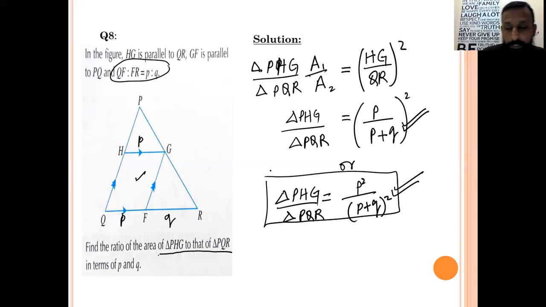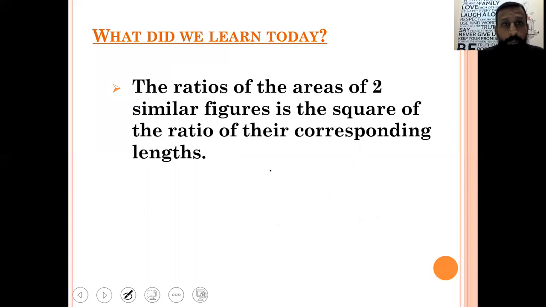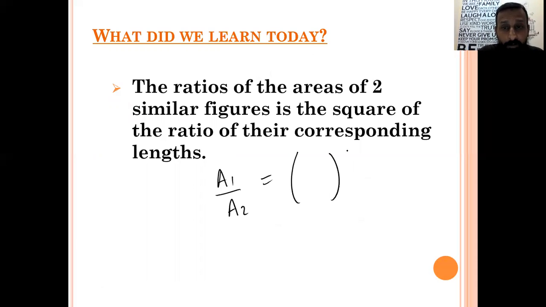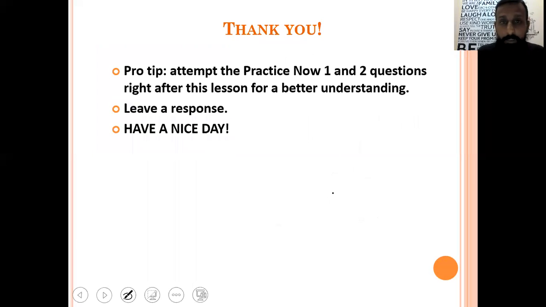Now, boys and girls, hope you have learned this. It's very simple. The entire exercise is based on the same formula. So what did we learn today? We learned today the ratio of areas of the two similar figures is the square of the ratio of their corresponding lengths. That is A1 upon A2 equals the square of the ratio of their corresponding lengths, L1 upon L2, the whole square.